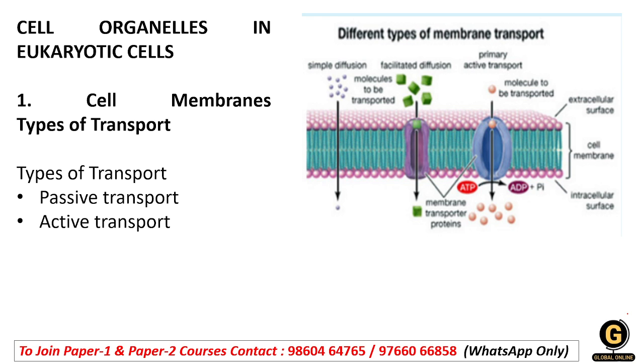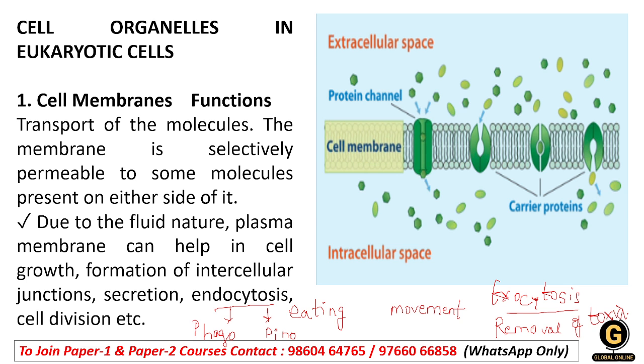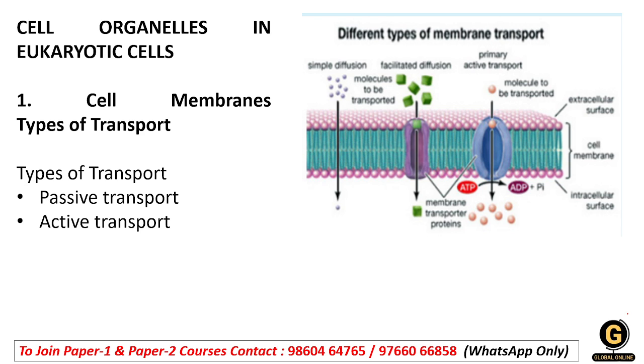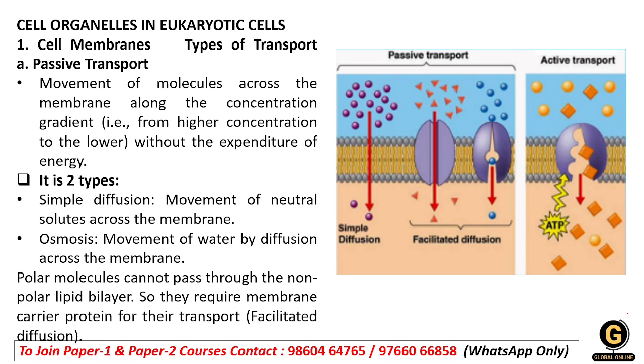Okay, next is cell membrane types of transport. As we see, the function of the cell membrane is the transport of molecules. There are two types of transport involved here: passive transport and active transport. So what happens in passive transport, students? In passive transport there is no ATP breakdown. Please write it down. In types of transport, in passive transport there is no ATP breakdown; in active transport, ATP breakdown is seen.